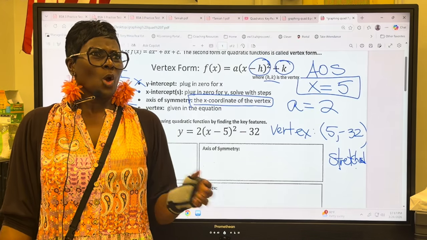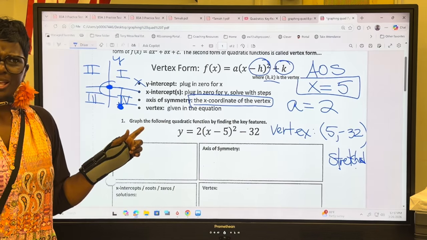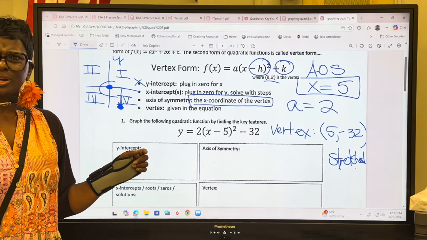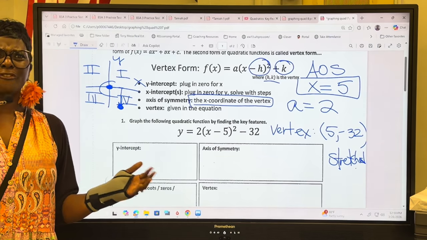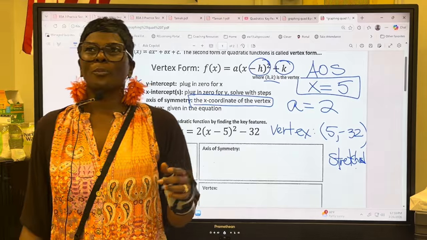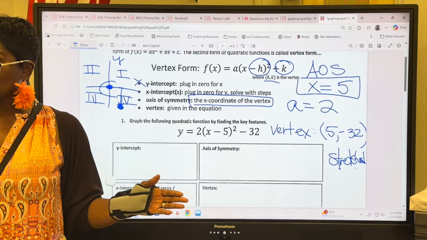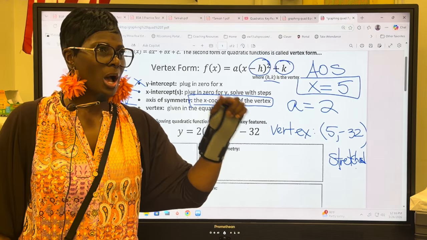Wrong. What was our A? What is our A? Is that positive or negative? So then which way does this thing U? So why y'all all yelling down? What is happening? Think for yourself. So I'm asking you about our parabola. It has a vertex of 5, negative 32. To the right 5, down 32. And it's going to U up.